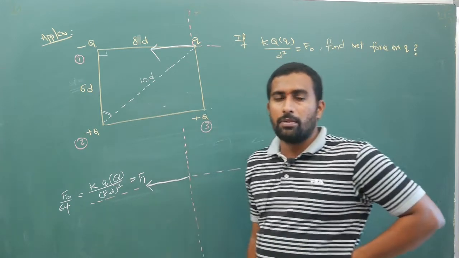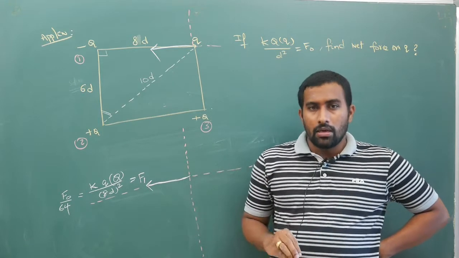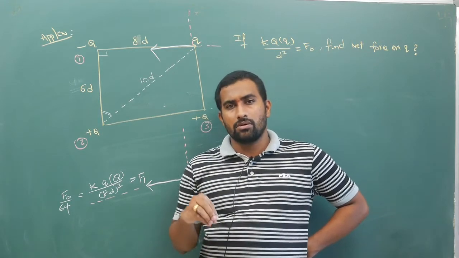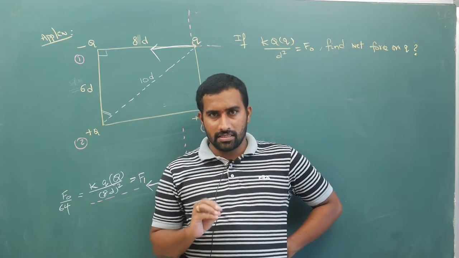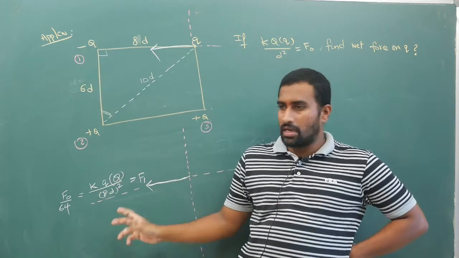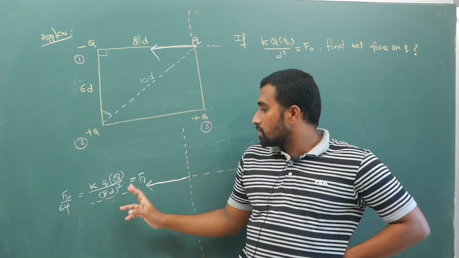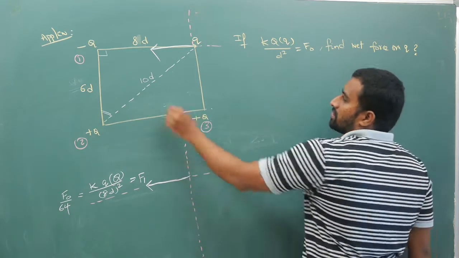Getting my point? Remember, in electrostatics I am telling you again and again, your negative charge, for vectors, is taken care of in the direction. Do not keep the negative sign. Here I did not keep the minus sign, I have just simply written it. So k into small q into capital Q by d square, that is F0 by 64. This is your F1 bar.